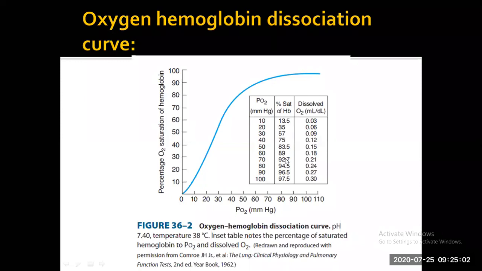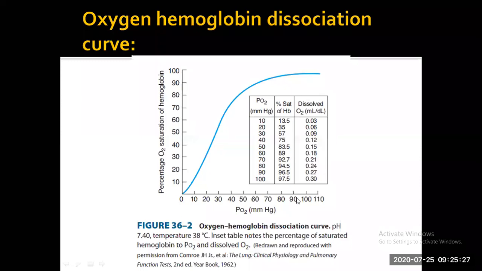If you have some problem in your breathing, then oxygen hemoglobin saturation will be reduced. And if the rate is below 95, that is where the dangerous level starts. And below 90 is very dangerous. Anytime our body can collapse. So partial pressure of oxygen is so important.